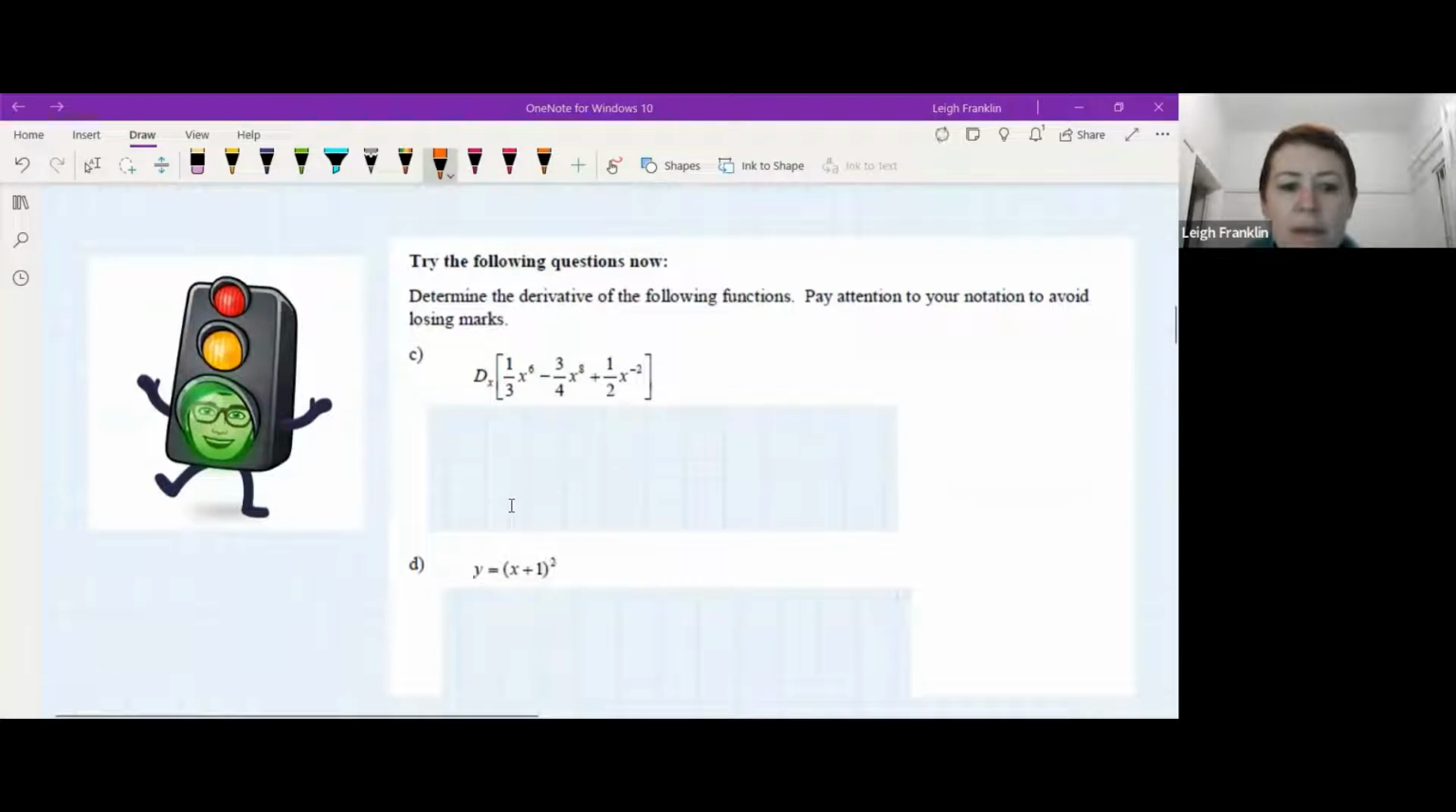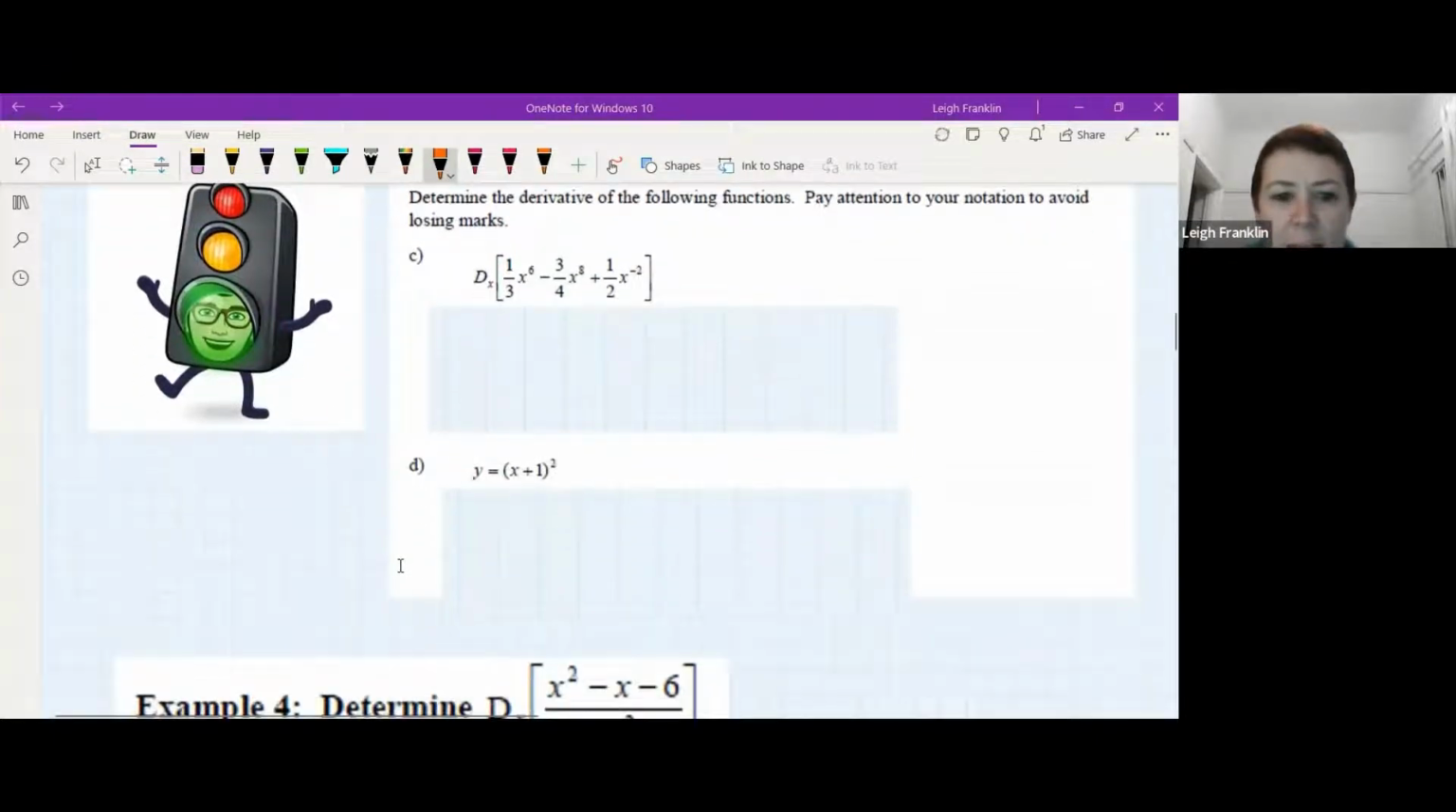So now I'm giving you guys 2 to try, C and D. Is that big enough? Can you see them okay? It looks good. Okay, so you do C and D, we'll mark it, and then we'll move on to the next thing.